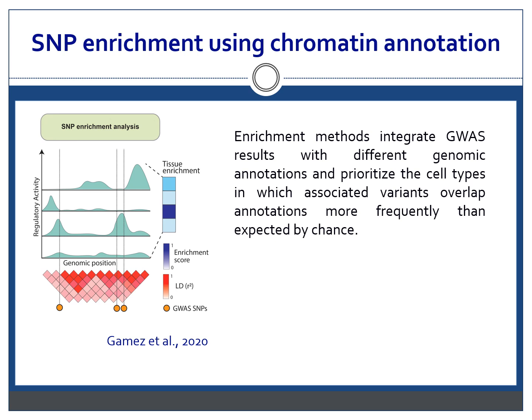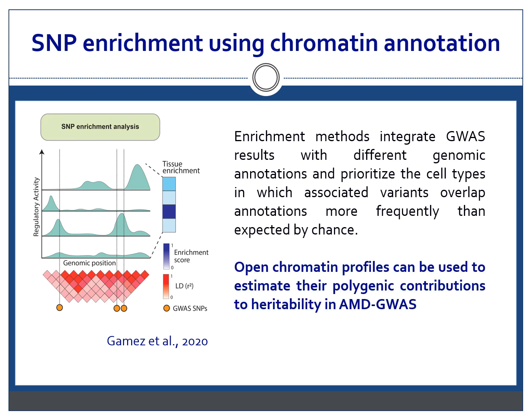As most GWAS variants are located within the non-coding genome, SNP enrichment using chromatin annotation can be used to identify disease-relevant cell types. These enrichment methods integrate GWAS results with different genomic annotations and prioritize the cell types in which associated variants overlap annotations more frequently than expected by chance. So the open chromatin profiles can be used to estimate their polygenic contribution to heritability in AMD GWAS data.